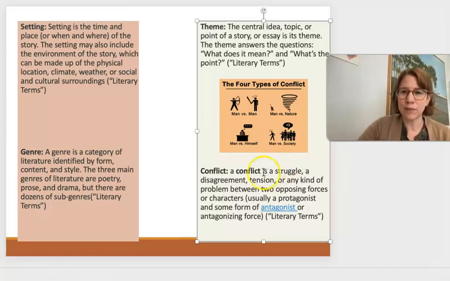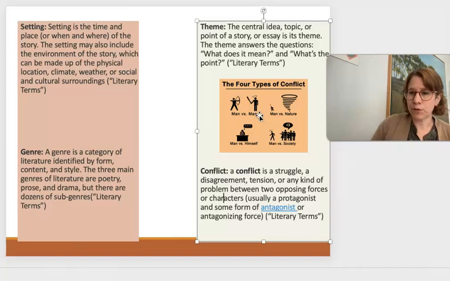So a conflict can be in many different forms. There's 4 types here in this little illustration. So it could be man versus man. So that's an interpersonal conflict that that character has with another character. So they might oppose each other. They might even get into physical fighting.